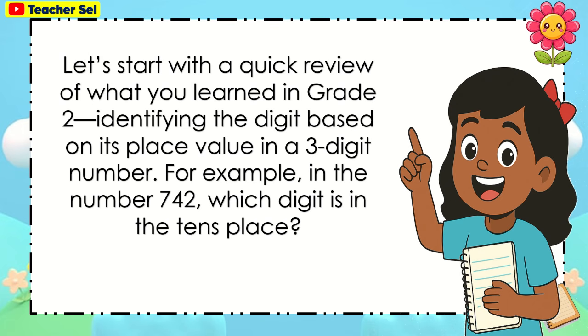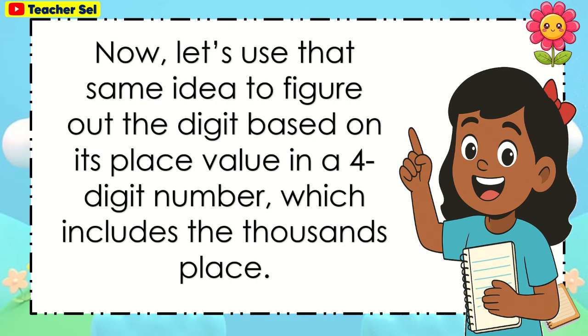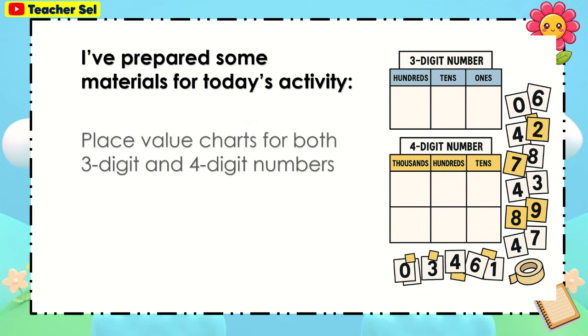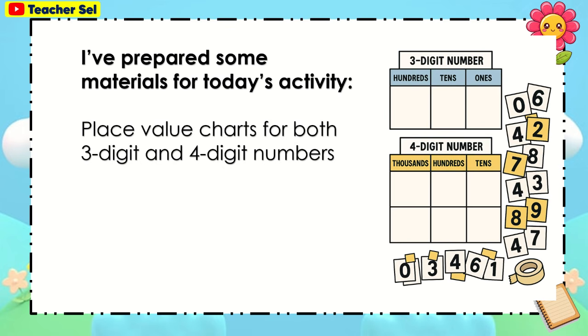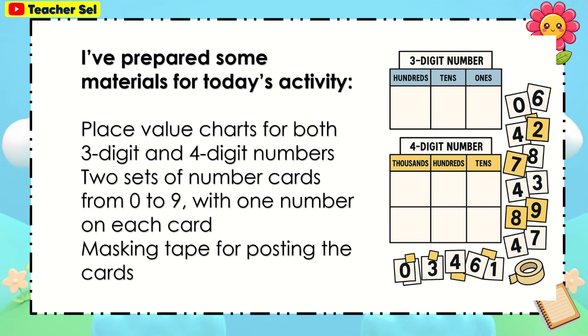For example, in the number 742, which digit is in the tens place? Great, it's 4. Now, let's use that same idea to figure out the digit based on its place value in a 4-digit number, which includes the thousands place. I've prepared some materials for today's activity. Place value charts for both 3-digit and 4-digit numbers. 2 sets of number cards from 0 to 9 with 1 number on each card. Masking tape for posting the cards.